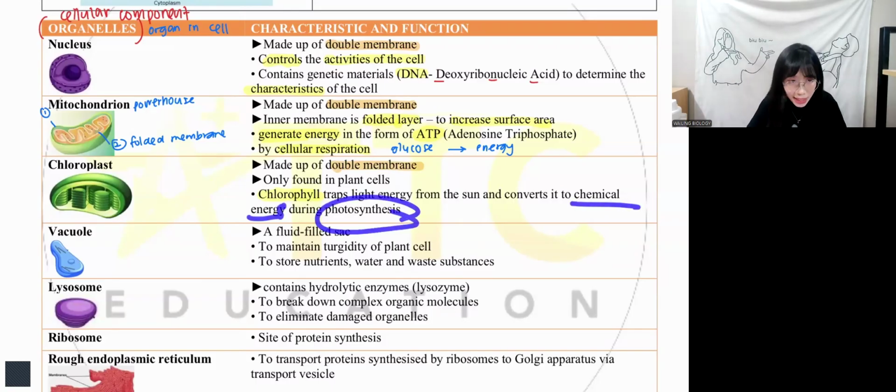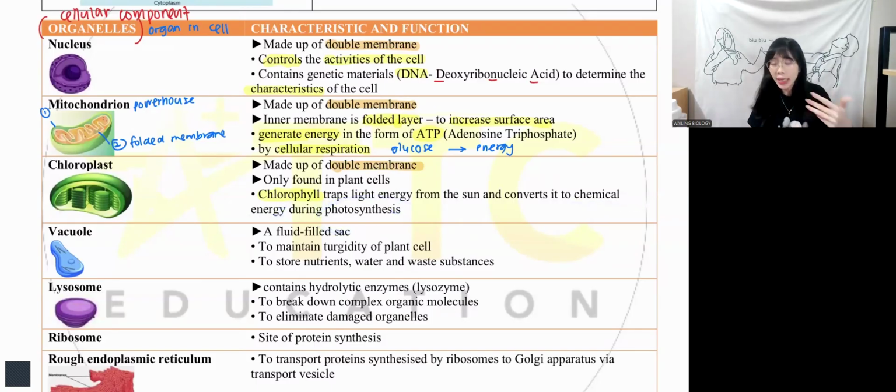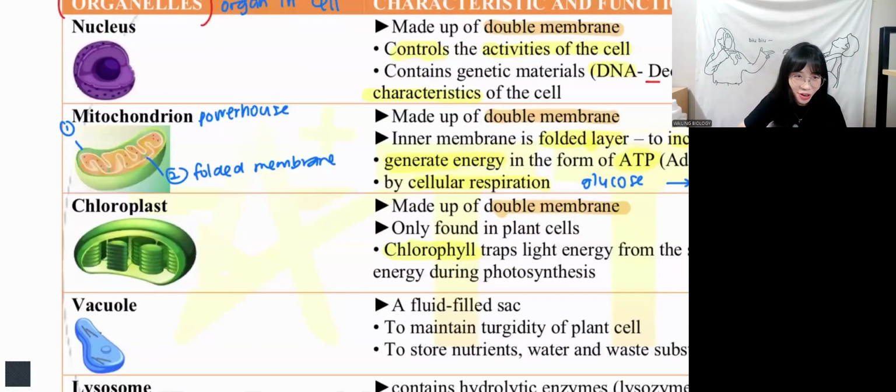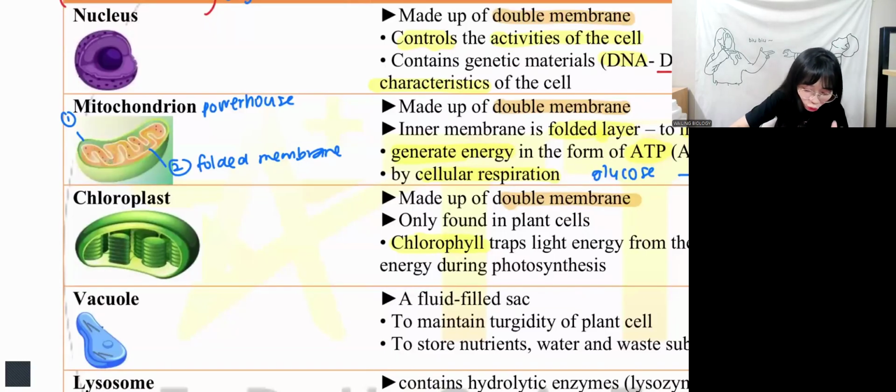During photosynthesis, in some of your exams, your teacher will create their own diagram, which means they will draw it by themselves. How do they draw by themselves? Usually for mitochondria, they will draw something like that. You can also draw it down. I'll draw it over here. So it's like an oval shape.